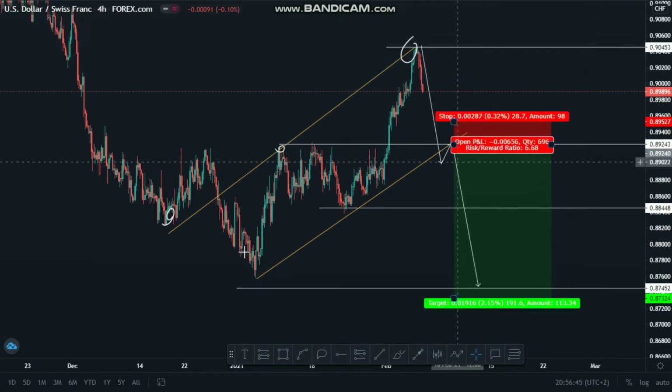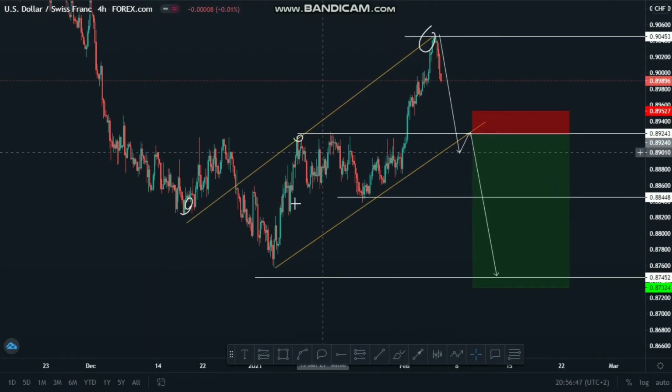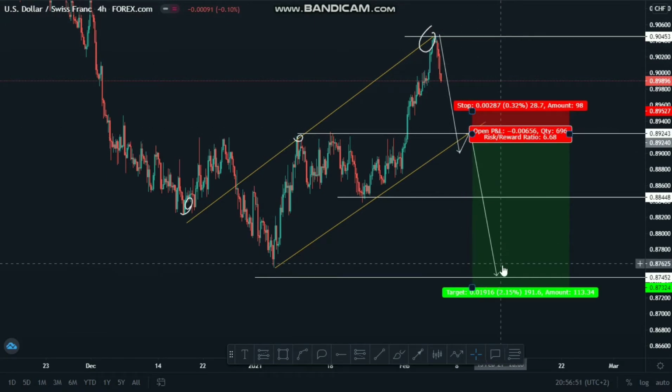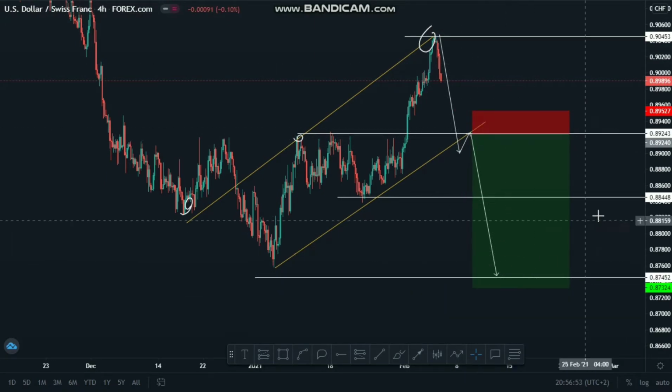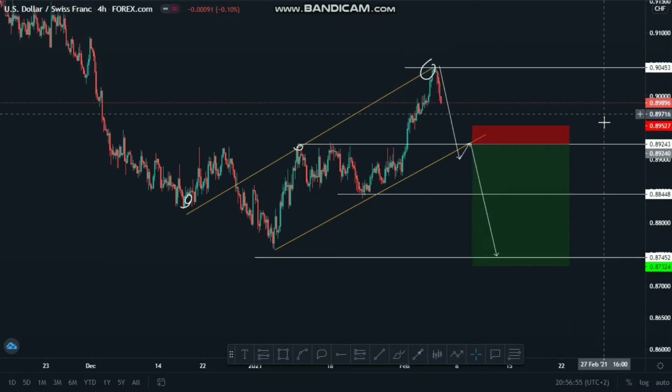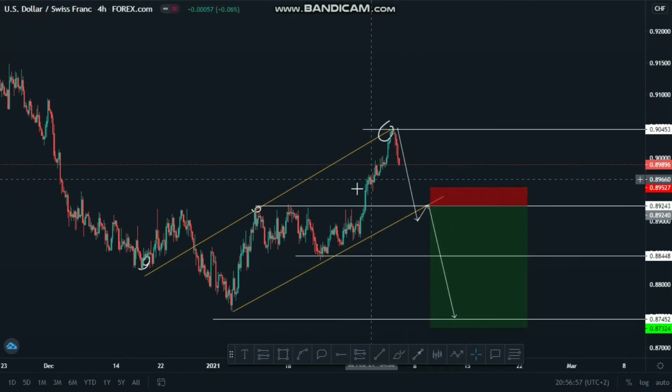So as you can see, this is our structure. 1, 2, 3 respect. It's been channeling. So a disrespect around this level, breakout to the downside, will mean what? Us entering selling opportunities. This is possibility number 1. So if this pair fails to break this level, we're expecting what?